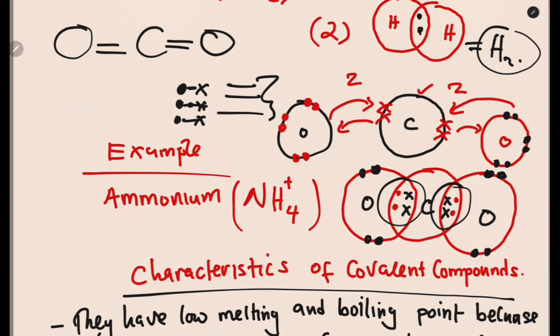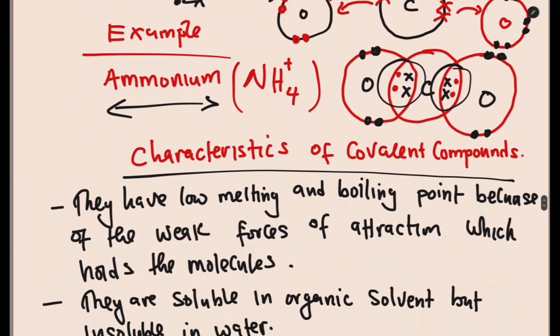All right. So you have a look at ammonium. Like I said, there's also another type of covalent bond which is called dative. So dative bond, look at ammonium as an example, and of course be able to provide your answer. Let us look at characteristics of covalent bonds.